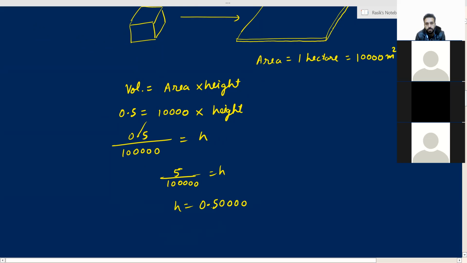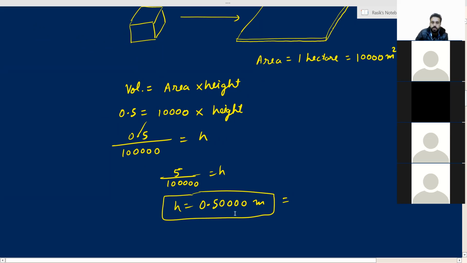Now when you divide 5 by 1 lakh, you get 0.50000 meters. This is in meter. If you change it in millimeter, you can multiply by 1,000. Sorry, I'm sorry, it is not this. उल्टा लिख दिया मैंने. 4 zeros and then 5. Really sorry. 0.00005 meters. Now, if you want to change it in millimeters, you will multiply by 1,000. So it will become 0.05 millimeters. This is the thickness of the sheet.